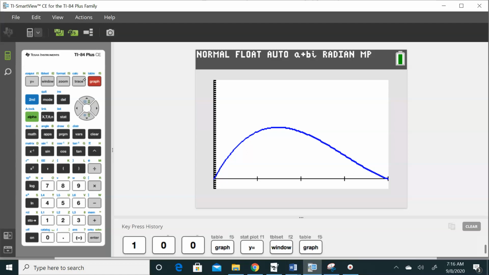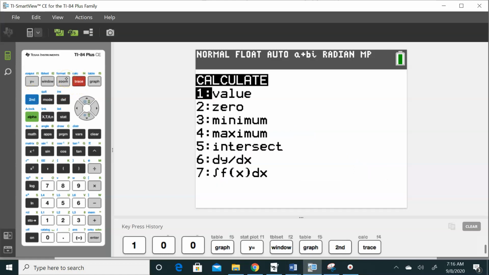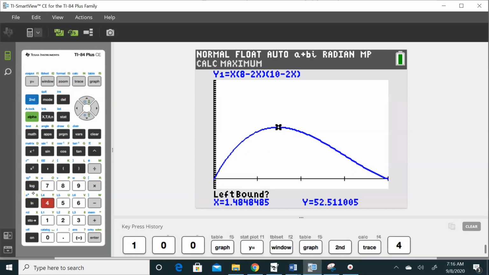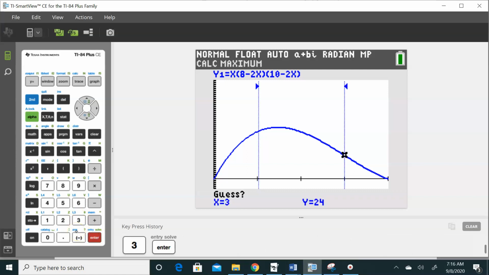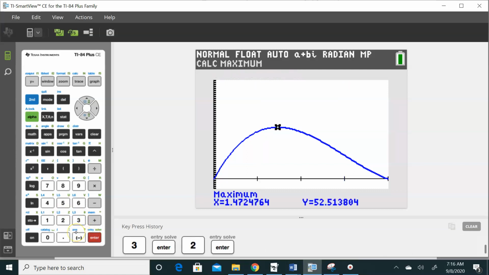And then I have to find the max value. If you recall how we find a max value, we do second trace, number 4, and you can use the arrow keys to go to the left side. You can use the arrow keys to go to the right side. Well, I know it's around here, so I'm going to use 3. I can just type in 3 and hit enter. And then what's my guess? I'll just say 2 is my guess. And it actually gives me a result. As you can see, where the X is blinking, that is the maximum value for this graph.